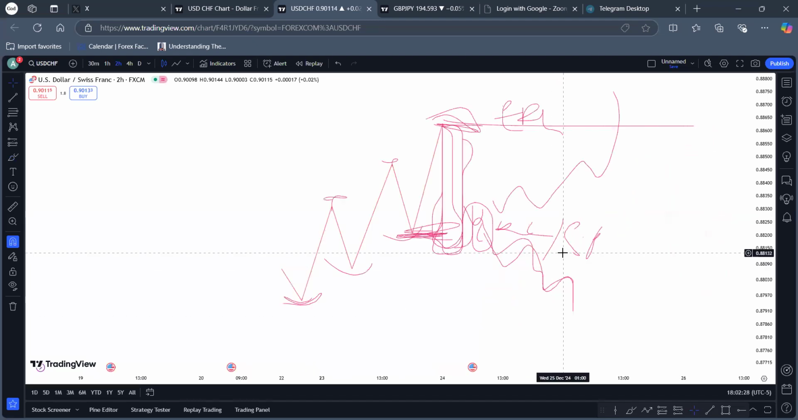So now back to the question I was answering. If price takes out one structural point, a structural point break.